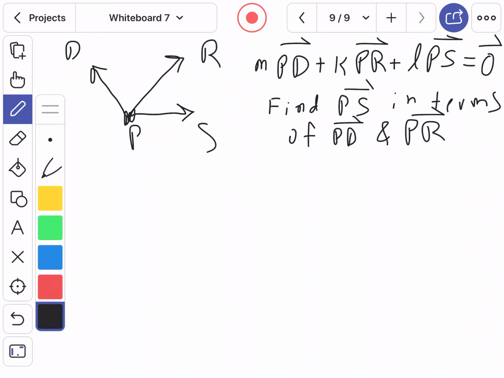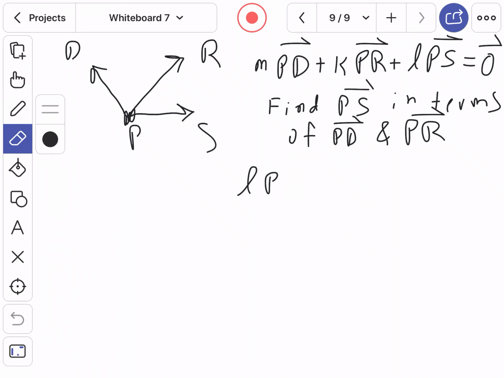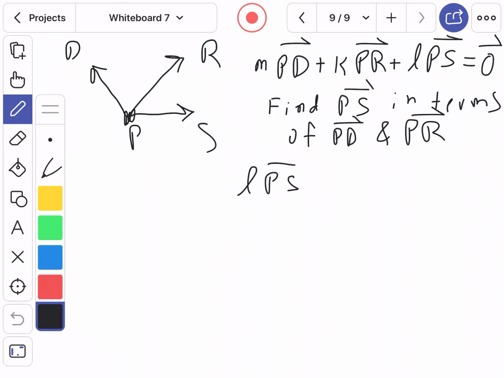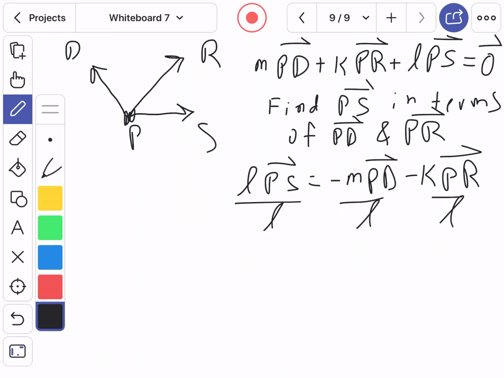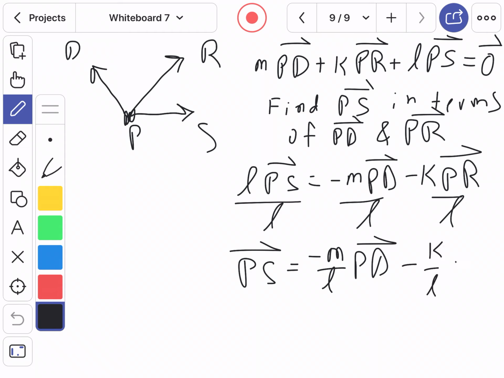So we could say that L PS, where PS is the vector, is equal to negative M times vector PD minus K times vector PR. And of course we could divide everything by L. So we could say that vector PS is equal to negative M over L, that's just a scalar, times vector PD, minus K over L times vector PR.